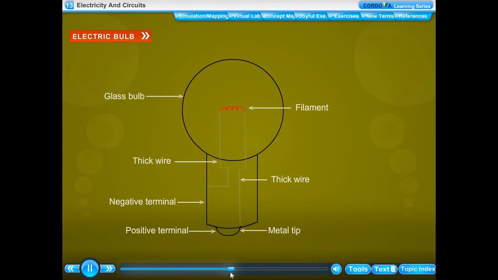The metal tip at the center of the base and the metal casing at its lower end act as terminals of the bulb. These 2 terminals of the bulb are fixed in such a way that they do not touch each other. When an electric current is passed through the filament of the bulb, the filament becomes white hot and gives out light. So the energy transformations taking place in an electric bulb are electrical energy, heat energy, light energy.